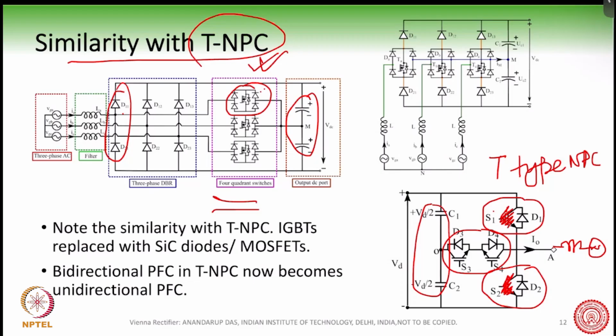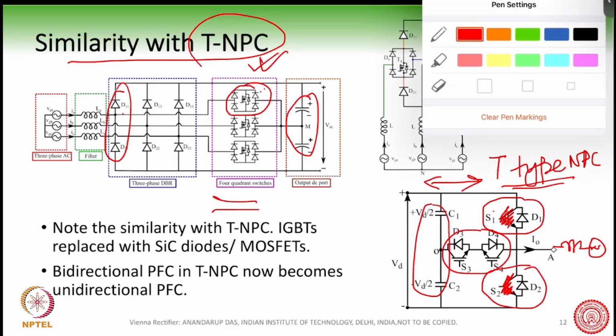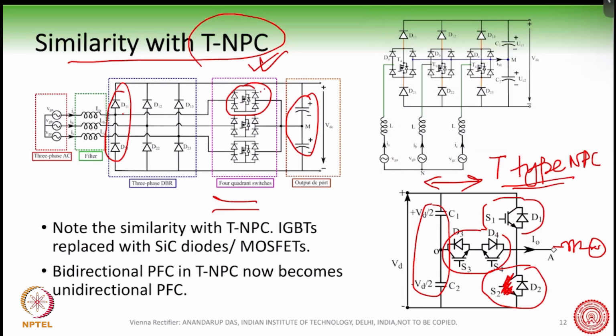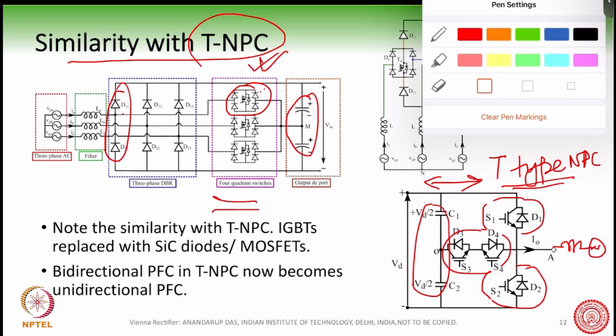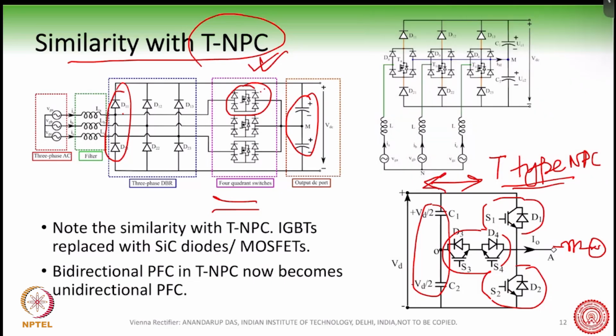So remember, a T-type NPC is a bidirectional converter, which means the power can flow in both directions because we have the controllable switches here. There are controllable switches here, and that is why this bidirectional power was possible, because we had IGBTs, or if I use MOSFETs in place of IGBTs, we have controllable switches here. So that's why the power can flow in both directions.